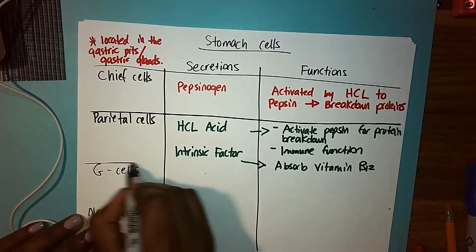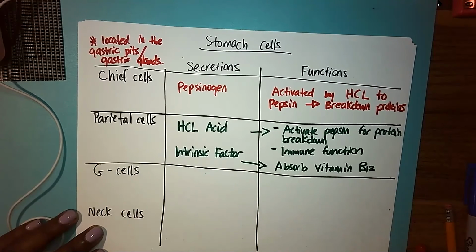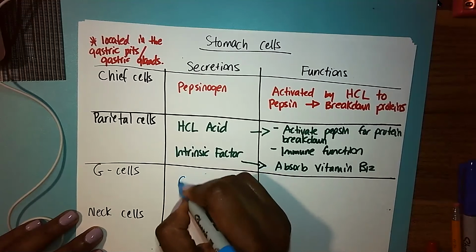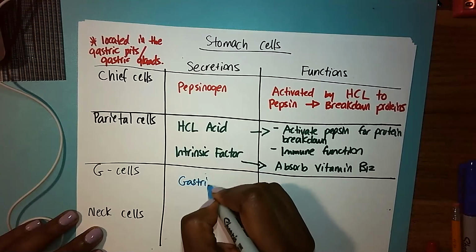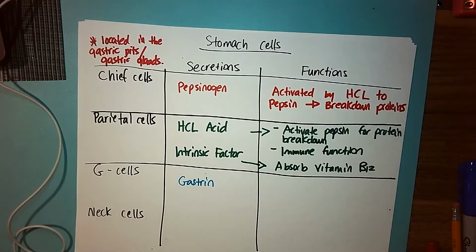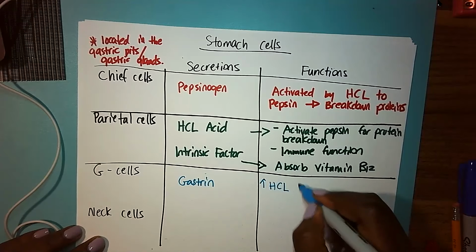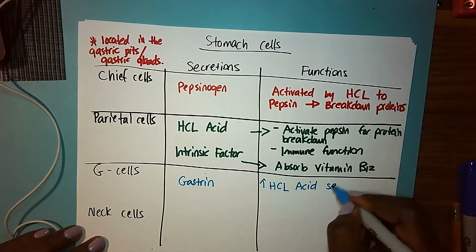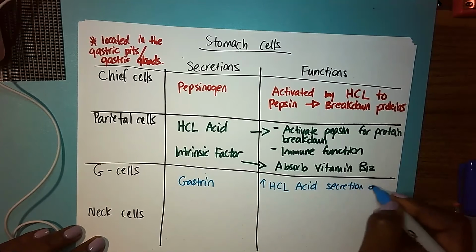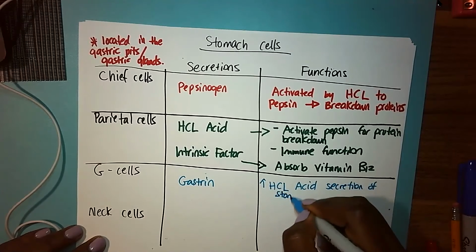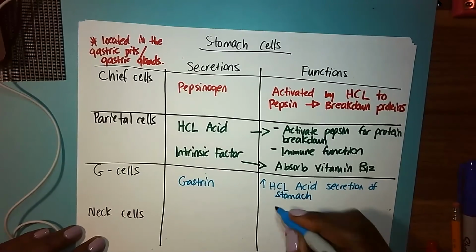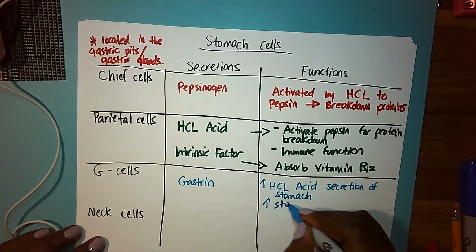Let's look at the G cells. So the G cells are kind of straightforward. They only secrete gastrin, one of the main motility and secretion hormones of the GI. And gastrin has two functions. It's going to increase hydrochloric acid secretion of the stomach. It is also going to increase the stomach motility.